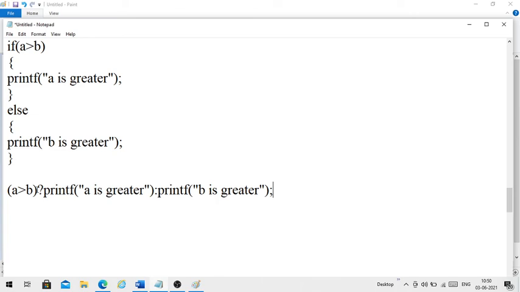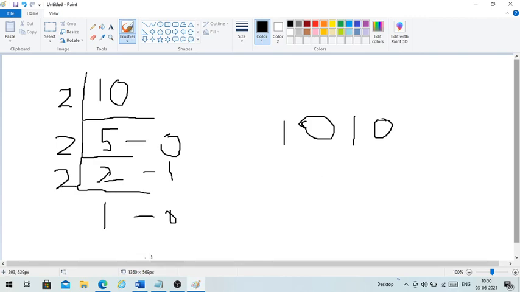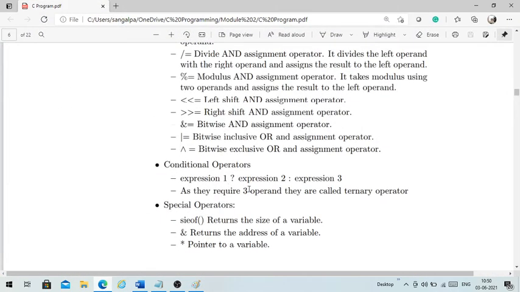The first expression should be written first. Anything you can write. If I want to check A greater than B and A greater than C, you can use that same condition. Then we add a question mark, and the true statement is written here. After that we give a colon, then the false statement is written. So the compiler will check this condition, whatever condition you write. If condition 1 is true, then expression 2 will be executed. Otherwise expression 3 will be executed. This is the ternary operator.